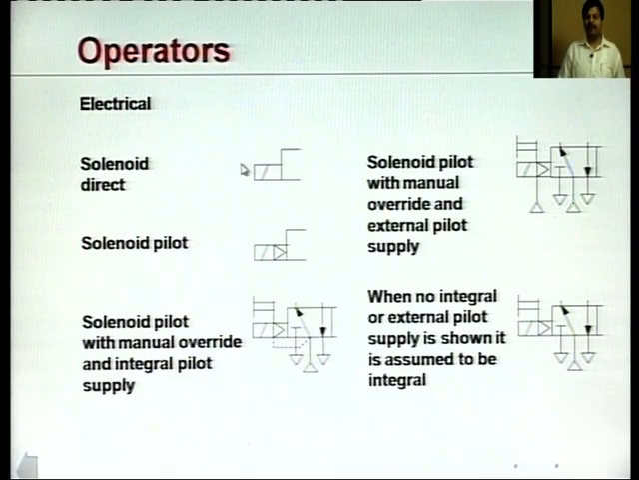and as soon as the electricity which is passing through this solenoid ceases to pass through the solenoid, the magnetic effect gets removed, and as a result the valve returns back to its original position because of the inbuilt springs in that system.